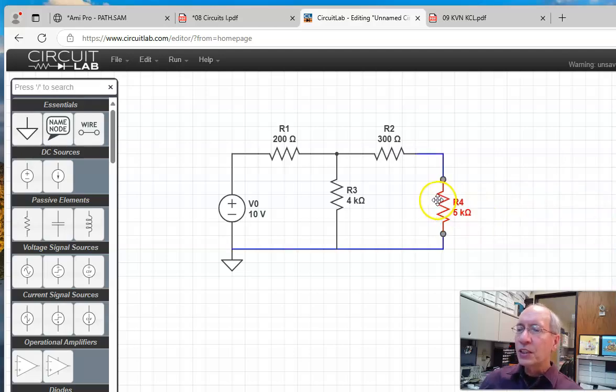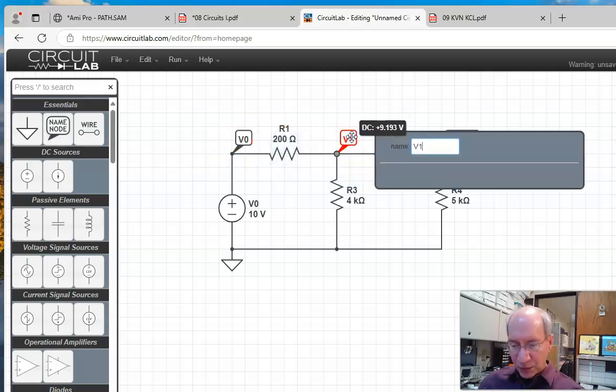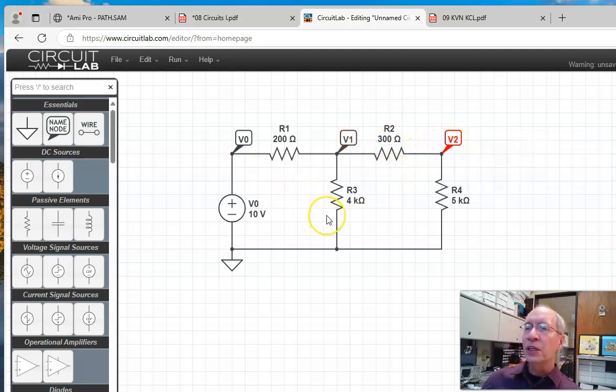Once you have your circuit, I can then add labels if you want. I kind of prefer this because it then makes the problem look like the homework problem. So let's call this node V0, V1, V2. That's how you build your circuit in Circuit Lab. Really easy, just drag and drop.